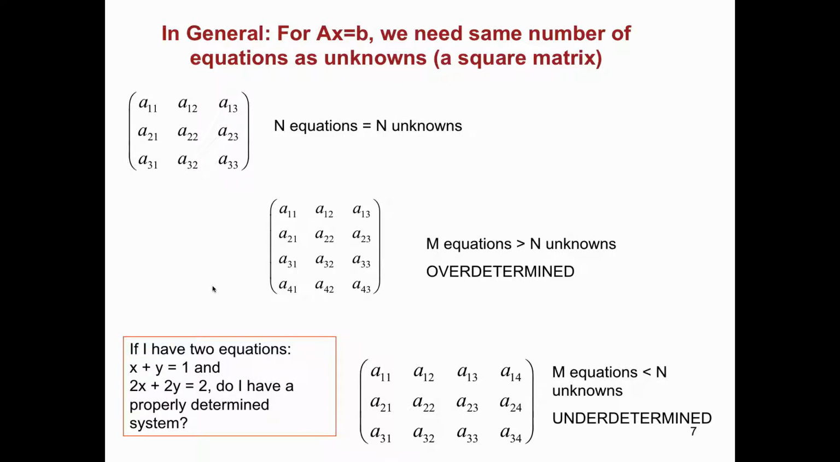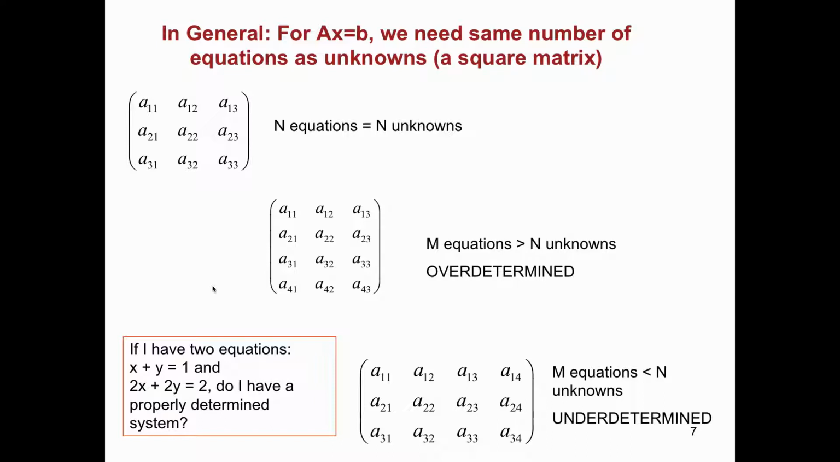Just to point this out, if I have two equations, one of them x plus y is equal to 1, and the other one is 2x plus 2y is equal to 2, do I have a properly determined system? I do. Can I solve for both x and y? Yes. What is x, what is y? x is 1 minus y. Then you take 1 minus y, plug it into the second equation. What do you get? It's going to be 2 times 1 minus y, so 2 minus 2y plus 2y, which is going to be 2 equals 2.